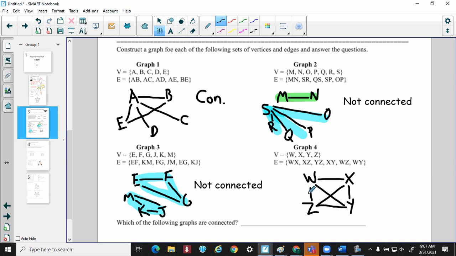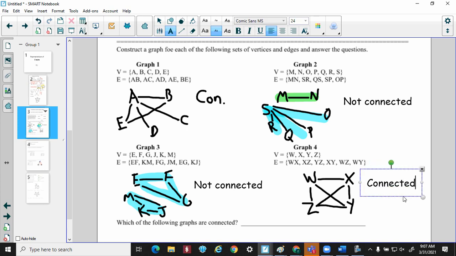Notice, are there any floating parts? Is it just one big graph? And the answer is yes. So you would say that this is connected. But also, notice that all the vertices are connected to every other vertex. So you would also call this a complete graph because every vertex is touching every other vertex. All right? So that's the basics of this lesson.